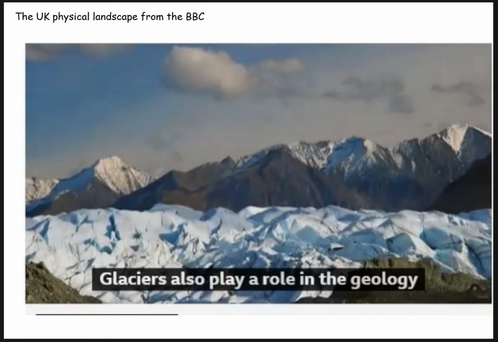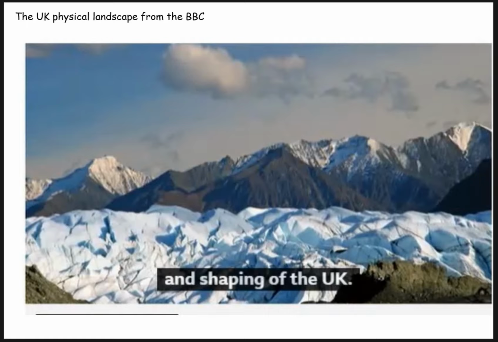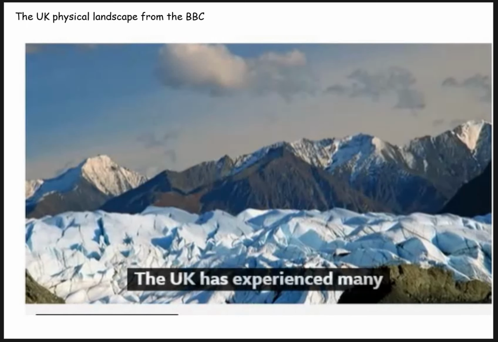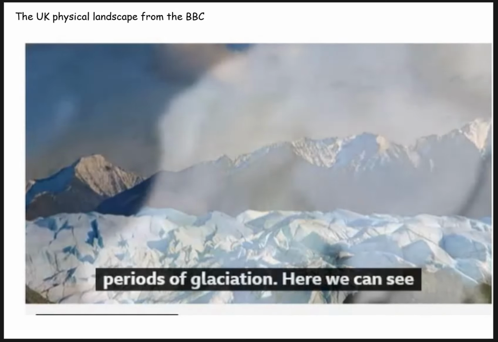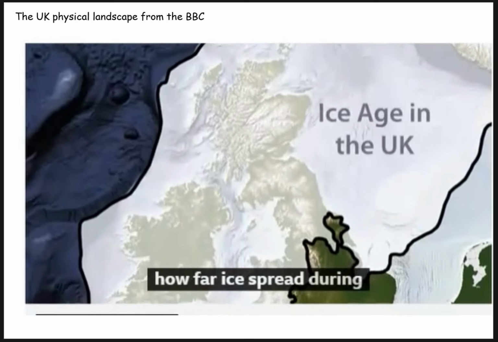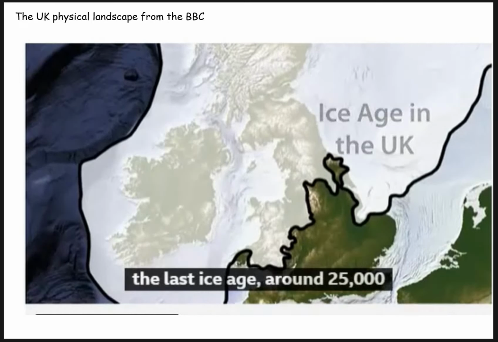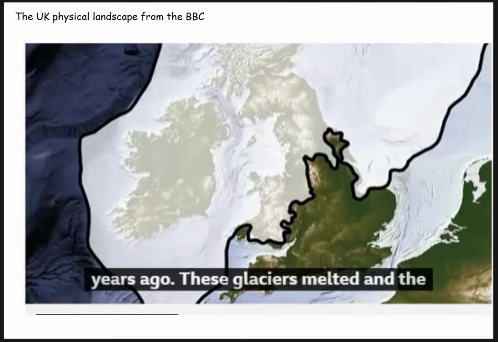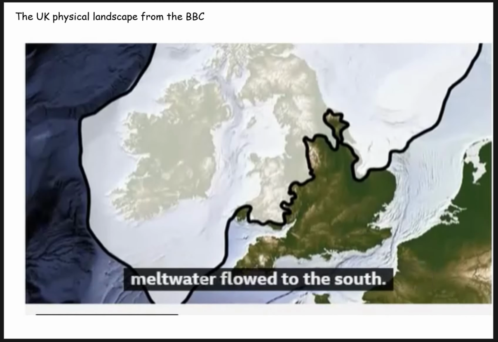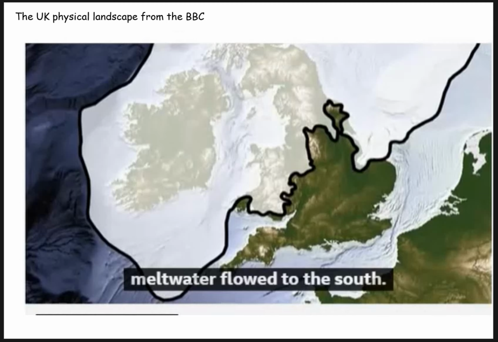Glaciers also play a role in the geology and shaping of the UK. The UK has experienced many periods of glaciation. Here we can see how far ice spread during the last ice age, around 25,000 years ago. These glaciers melted and the meltwater flowed to the south.